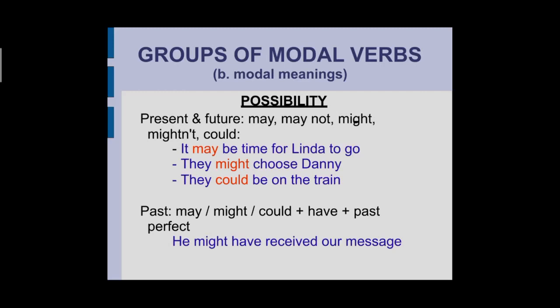इस सेंटेंस में may क्या यूज़ कर रहा है? may बता रहा है जो पॉसिबिलिटी है कि लिंडा को अभी जाने का टाइम हो गया. नेक्स्ट, might choose Danny. वो डैनी को चूज़ कर सकता है या चूज़ कर सकती है. दैट मीन्स पॉसिबिलिटी. दे कुड बी ऑन द ट्रेन. कुड बी द मॉडल वर्ब. सो हियर व्हाट कुड मीन्स? कुड मीन्स वो ट्रेन में हो भी सकते हैं. ओके, दे कुड बी ऑन द ट्रेन. वो ट्रेन में हो सकते हैं.